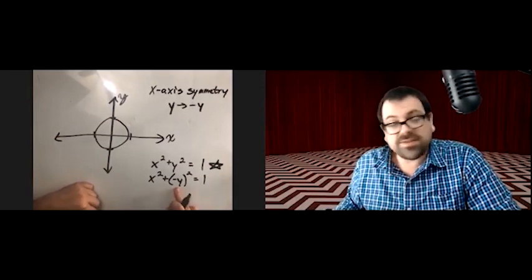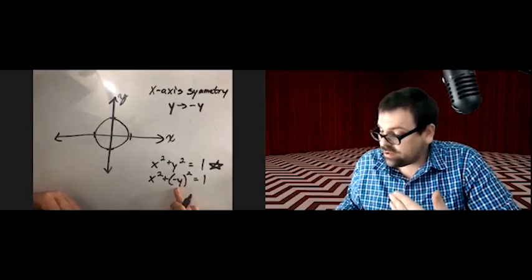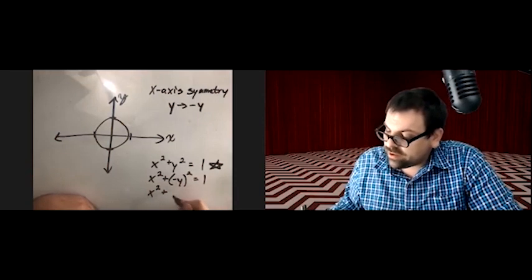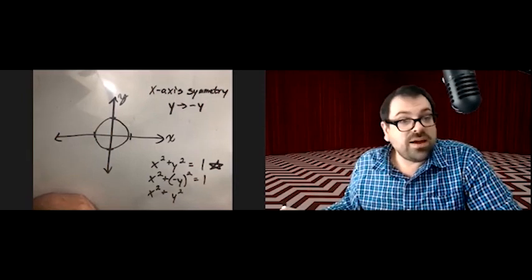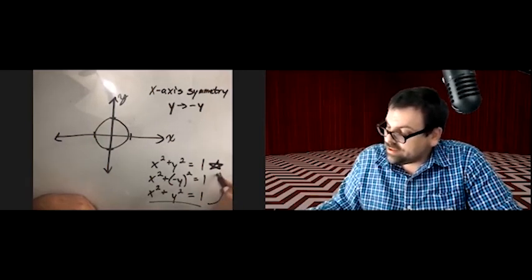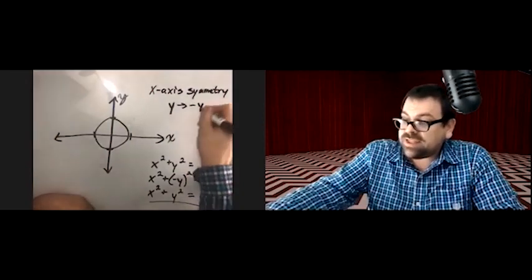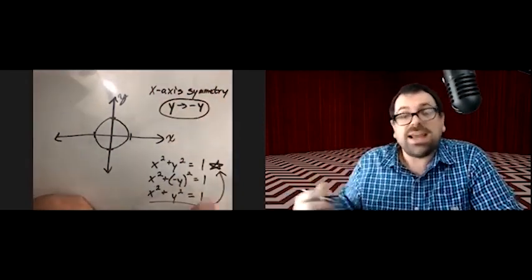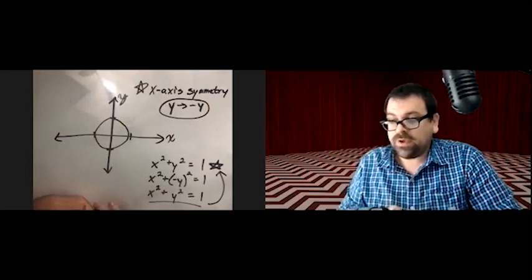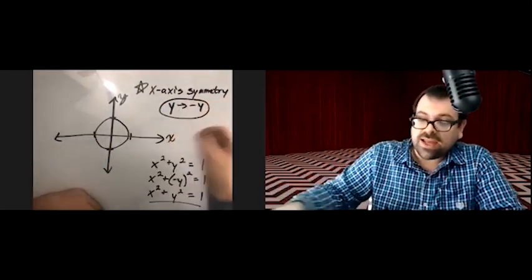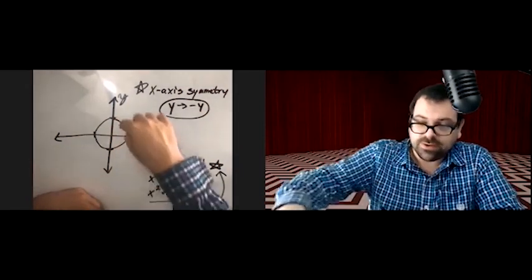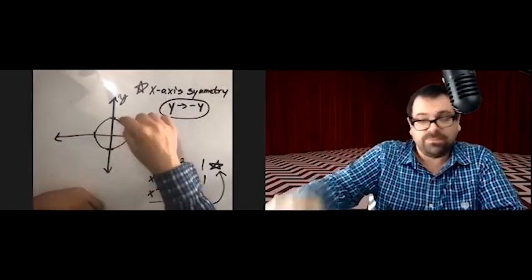And since anything squared is the positive version, a negative y squared would end up positive. And this is, in fact, what we started with. So since it passes this test of replacing y with negative y and getting the same thing, that means it has x-axis symmetry. Replacing y with negative y is just saying any of our y values, the opposite also exists. So if it's on the top, it's also on the bottom. If it's on the bottom, it's also on the top.